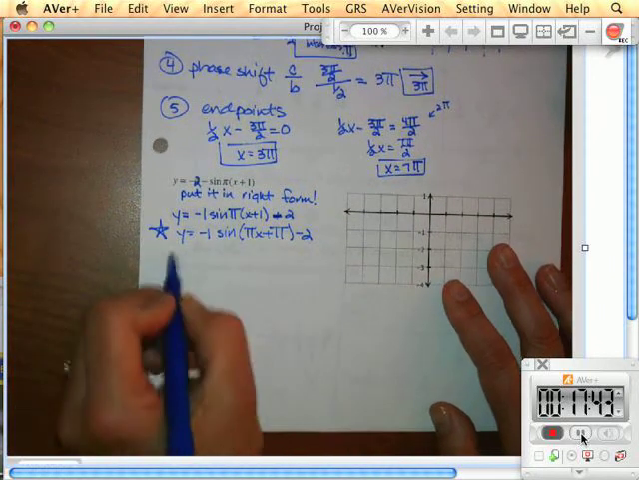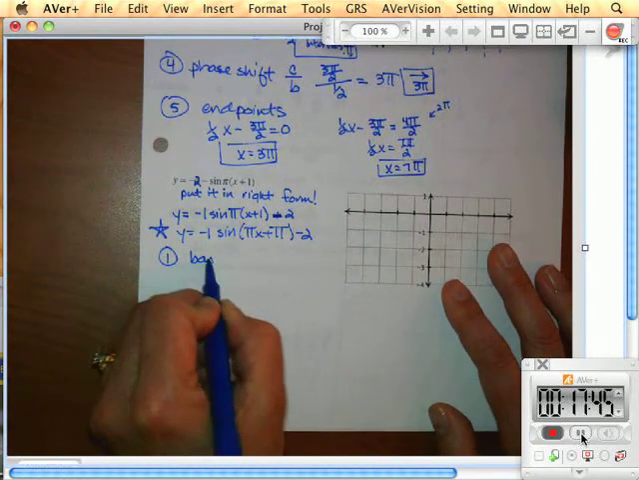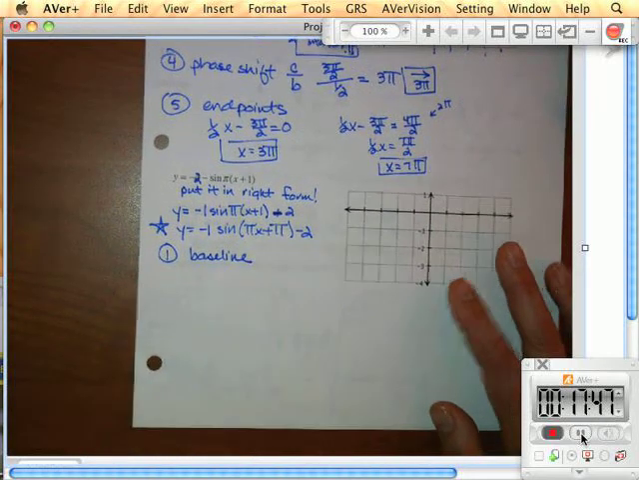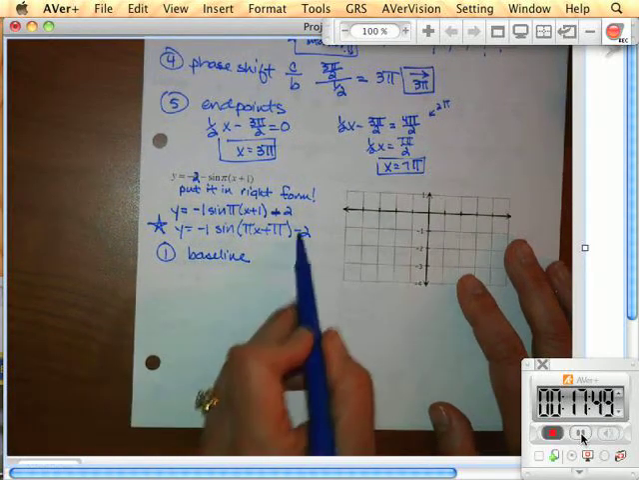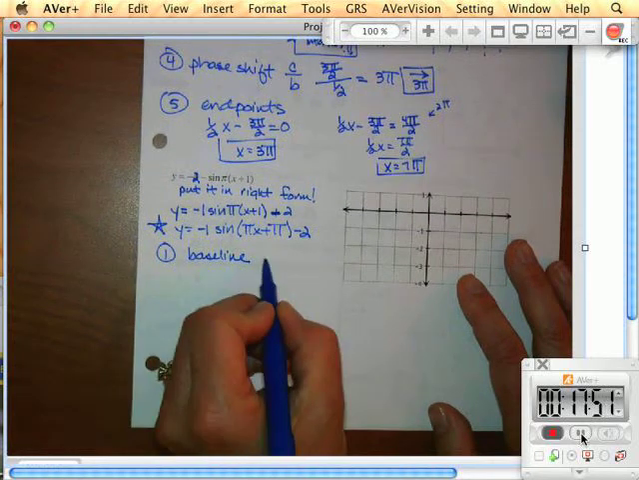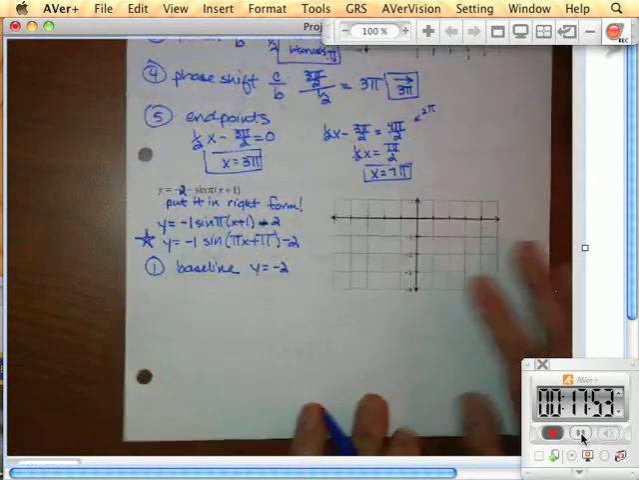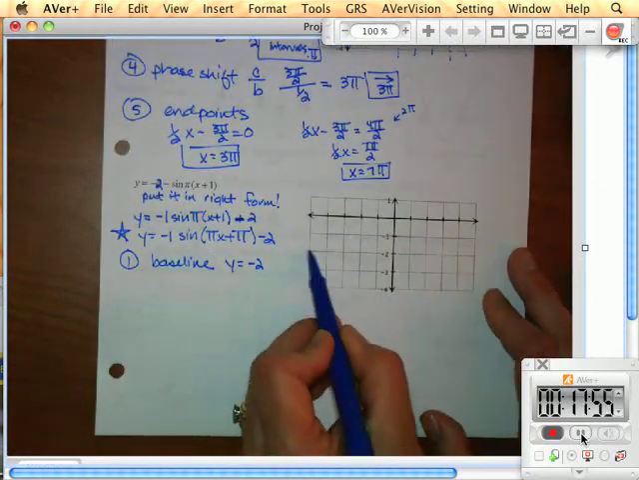Okay, let's start. What's the baseline? Careful. It went down 2. So it's negative 2. Y equals negative 2, because that's what D is. So I'm going to draw my baseline right now.